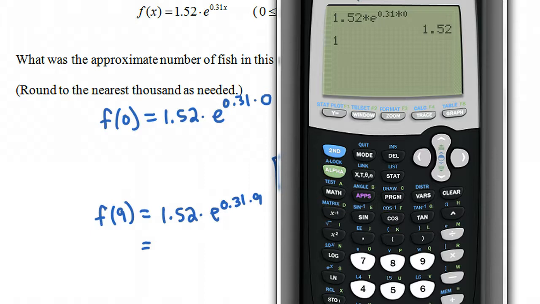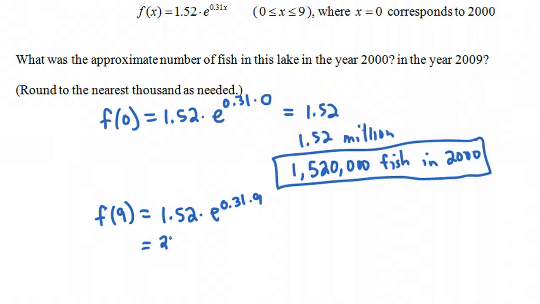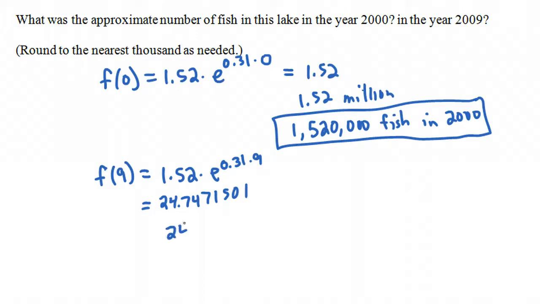We have 1.52 times e, so second ln, to the 0.31 times 9, and again you would end your parenthesis if you had a different kind of calculator. Hit the button, we get 24.7471501. So again, what this means is that there are 24.7471501 million fish in the year 2009.